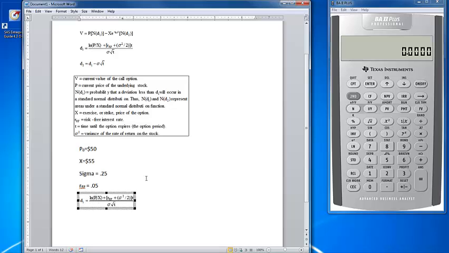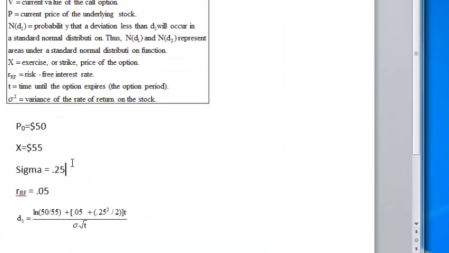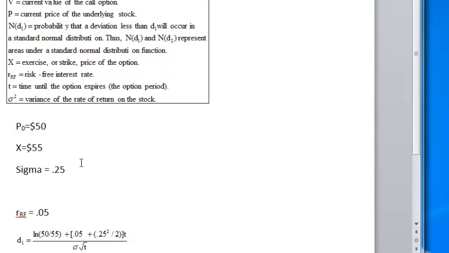So we're going to take the natural log of $50 divided by $55 plus the risk-free rate of 5%. Our sigma is 0.25, so sigma squared is 0.25 squared. And time, don't have it up here, we're going to say that this option has an exercise date 1 year from now.